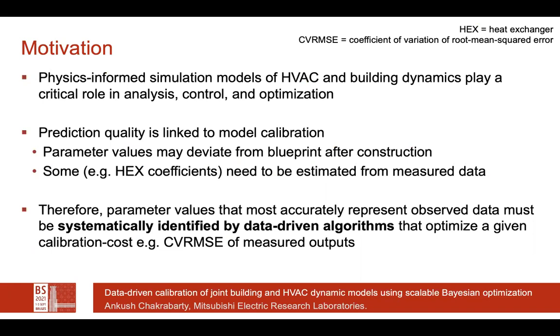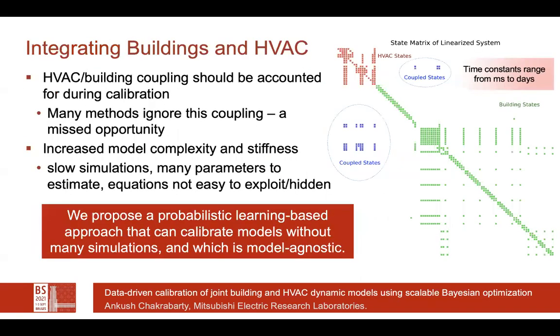Other coefficients, such as heat exchanger coefficients, may need to be directly estimated from measured data. So in this paper, we're trying to find the parameter values that most accurately represent observed data using systematic data-driven algorithms by optimizing a particular calibration cost, which is user-defined. An example of such a cost is the coefficient of variation of root mean squared error. In this work, we explicitly consider both the HVAC dynamics as well as the building dynamics. And the reason for that will be made clear through this figure here.